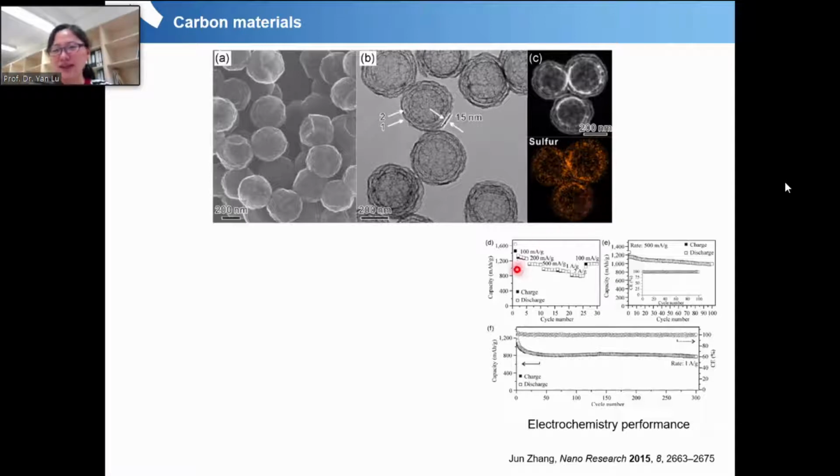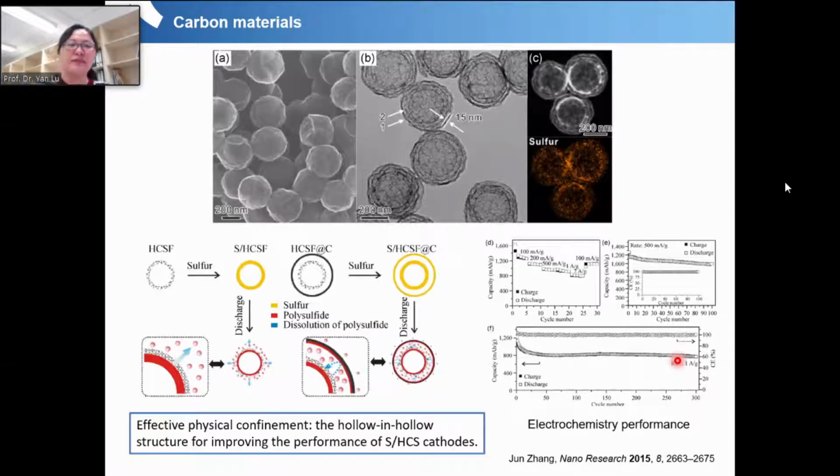And then they did the electrochemical performance. For such hollow-in-hollow carbon materials, you can see here that these cathode materials show relatively good electrochemical performance. And they think this is based on the effective physical confinement of the carbon for the polysulfides. Because normally, when you have only a thin layer of carbon, of course, it can work as a physical confinement for polysulfide.